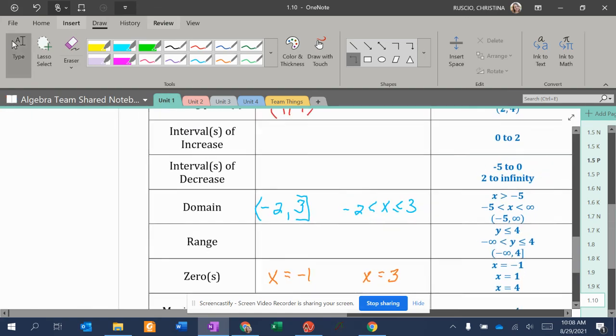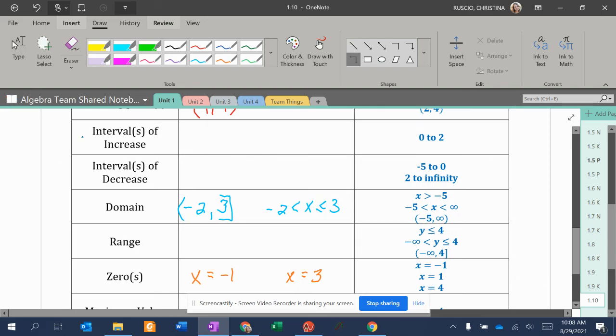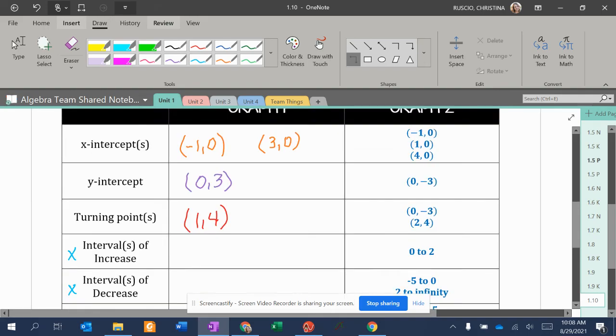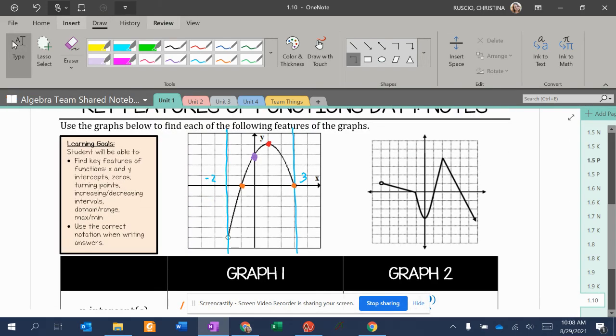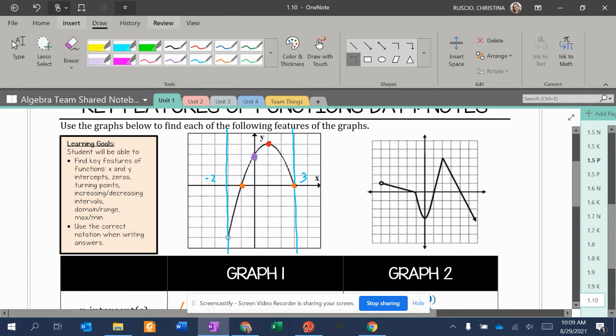Okay, the reason why I did the domain first is because the intervals of increase and decrease use the domain to help us. So it takes a domain and it breaks it into two parts, the climbing part and the dropping part, the increasing part and the decreasing part. We read a graph like we read a book. So the graph is going up over here and down over here.